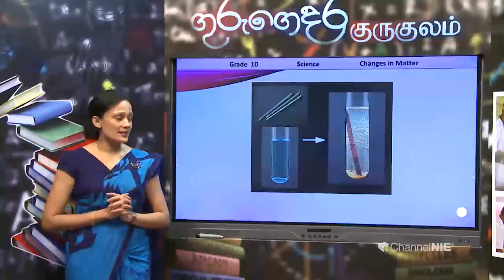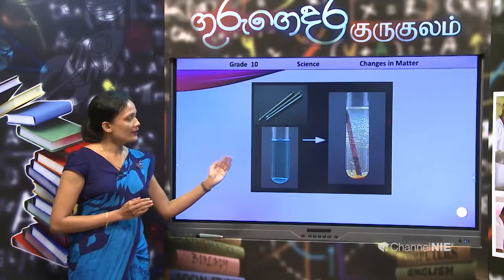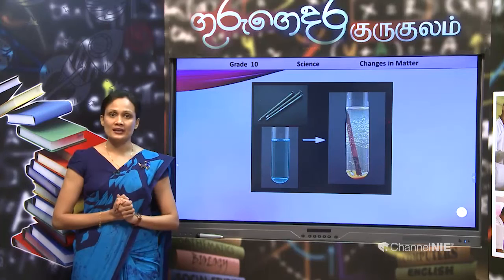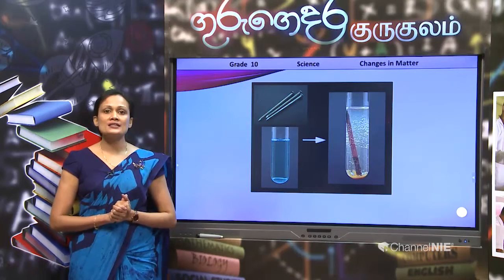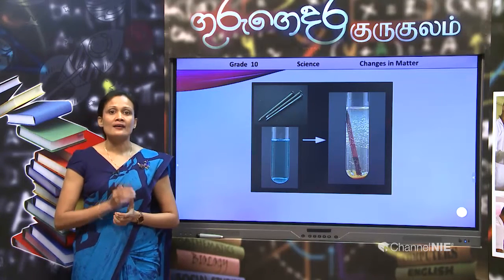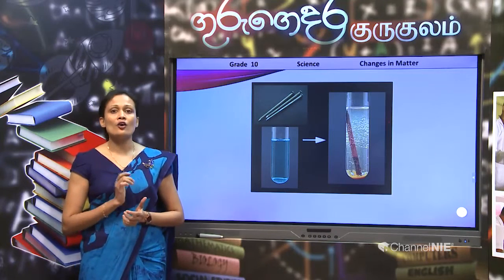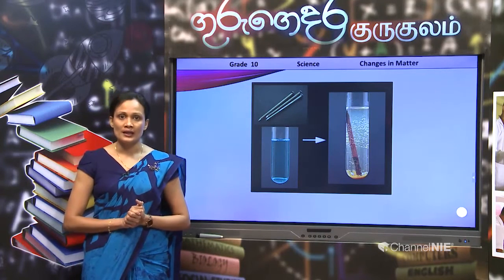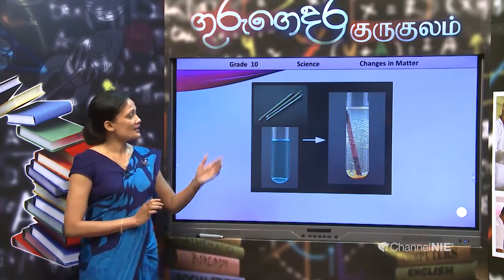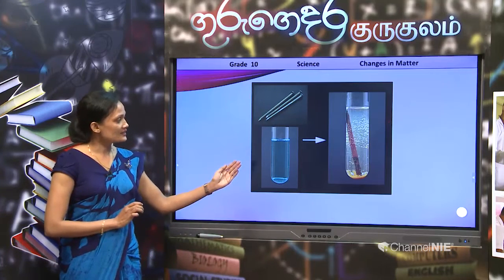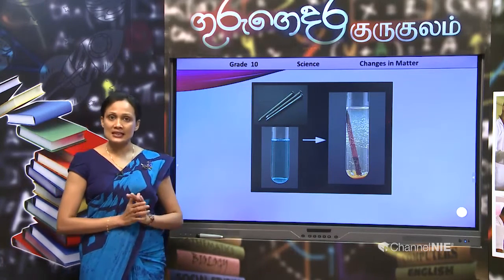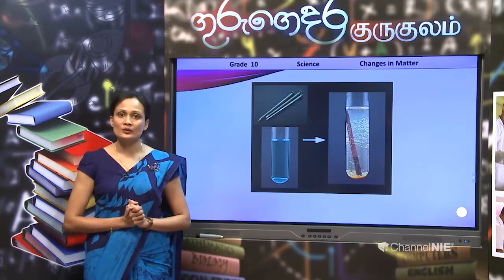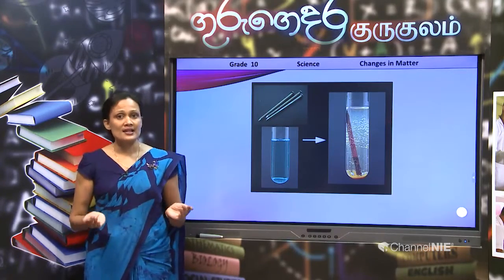What happens is, when we add iron into copper sulfate, iron reacts with copper sulfate and reduces the color of copper sulfate. Here the iron replaces the copper present in the copper sulfate solution. That means the metals can displace another metal from its salt.